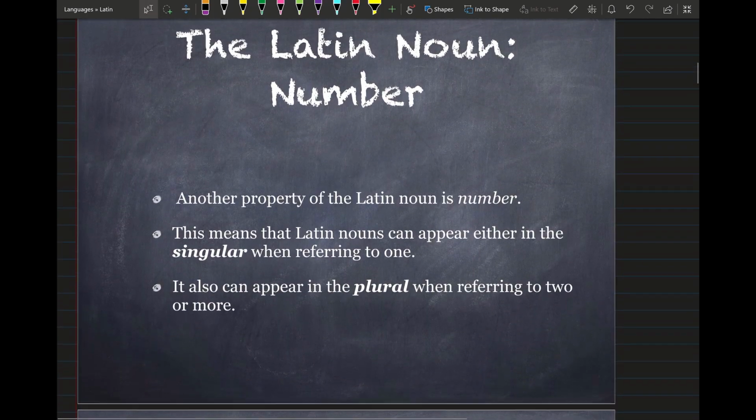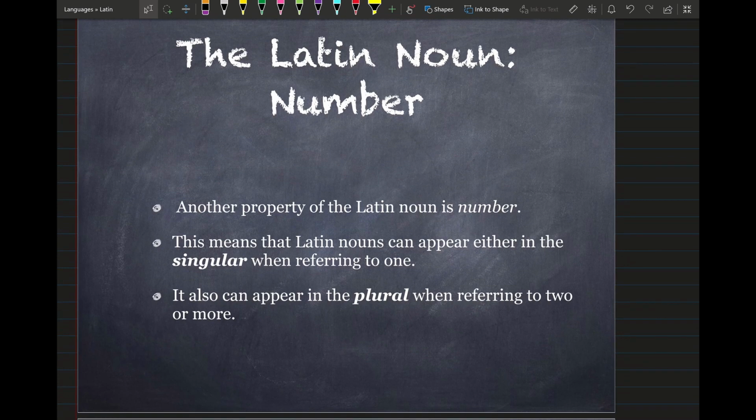Another property that needs to be discussed is number. This is the simplest of all the properties dealing with the noun. This means that the Latin noun can appear either in the singular when referring to one, or it can appear in the plural when referring to two or more.